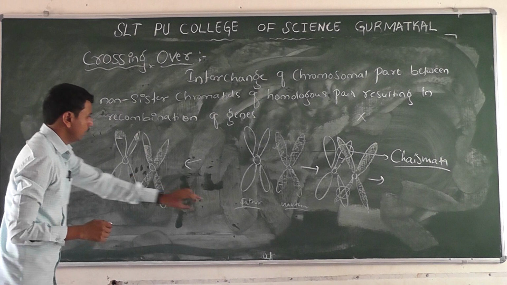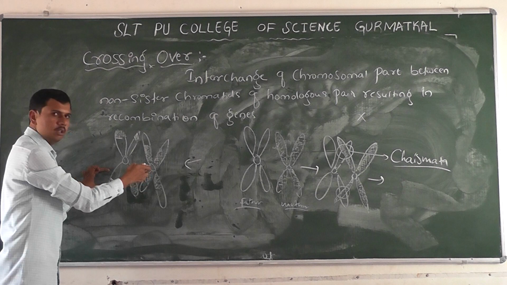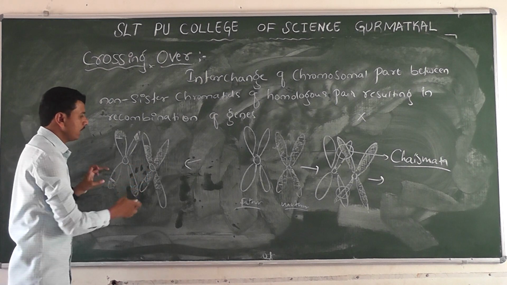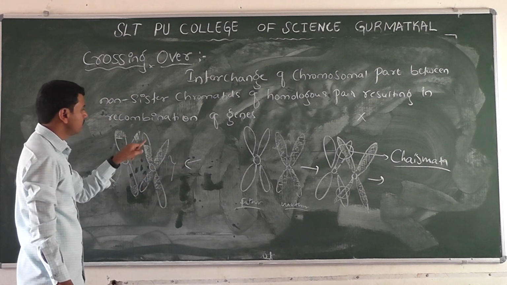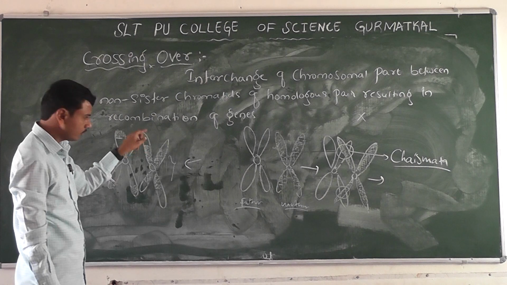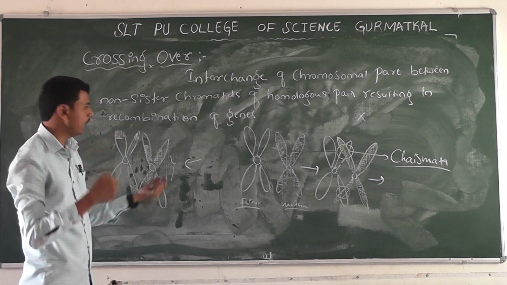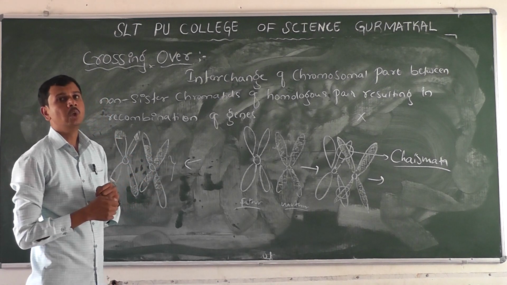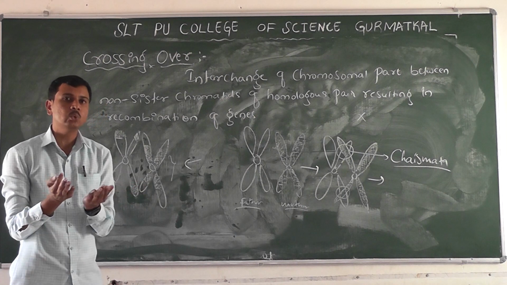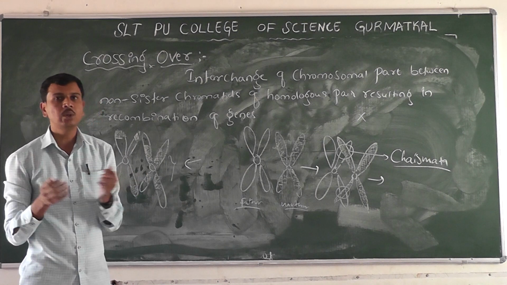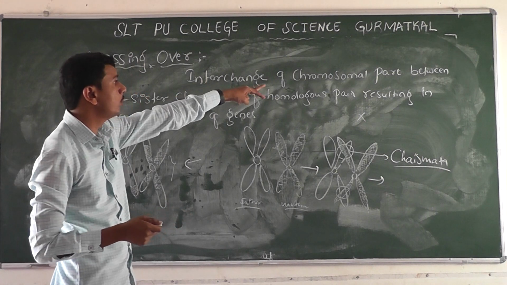The father chromosome now has some amount of genetic material from the mother chromosome. Likewise the mother chromosome has some amount of genetic material from the father chromosome. Father genetic material has entered into the mother chromosome. This is how they exchange genetic material between the two homologous chromosomes, otherwise the two non-sister homologous chromosomes.